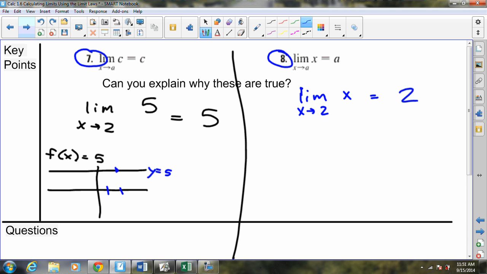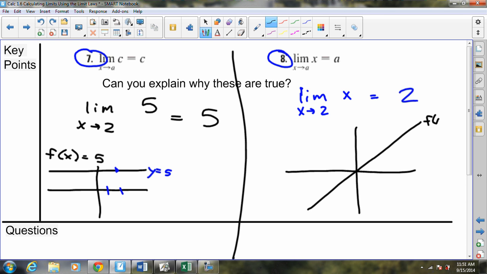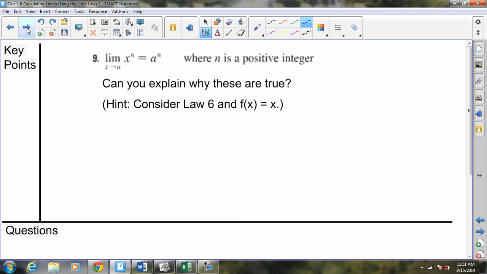Why? Well, we could do a quick graphical proof again. There's the graph of y equals x, or f of x equals x. And if we go over to an x value of 2, where is it going? To the y value of 2. From both left and right hand sides, they're going to match up. Very quick visual piece, fairly straightforward to see. Limit law number 9.